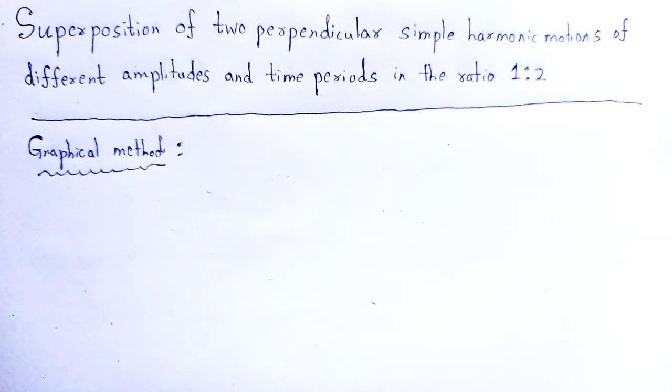In this video, we are going to discuss superposition of two perpendicular simple harmonic motions of different amplitudes and time periods in the ratio 1:2 by graphical method. Let's begin.